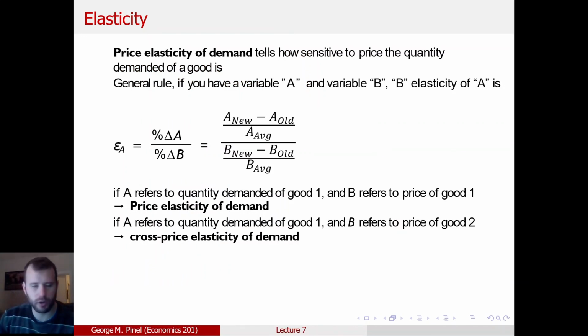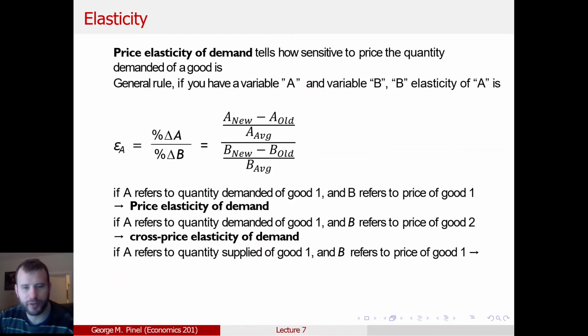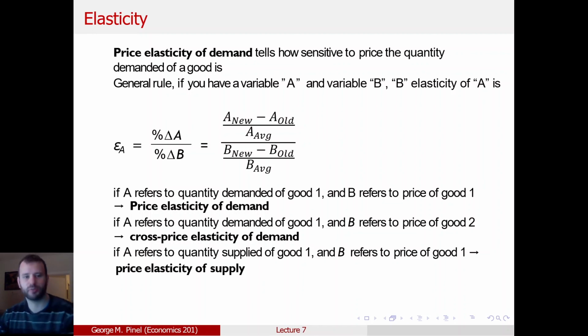Okay, so where were we? What about if you have the quantity supplied of good 1 as A and the price of good 1 as B? What do you have? Instead of being price elasticity of demand with quantity demanded, now we have quantity supplied, so what do you think it is? You should be saying it's the price elasticity of supply. Okay, pretty straightforward, right?